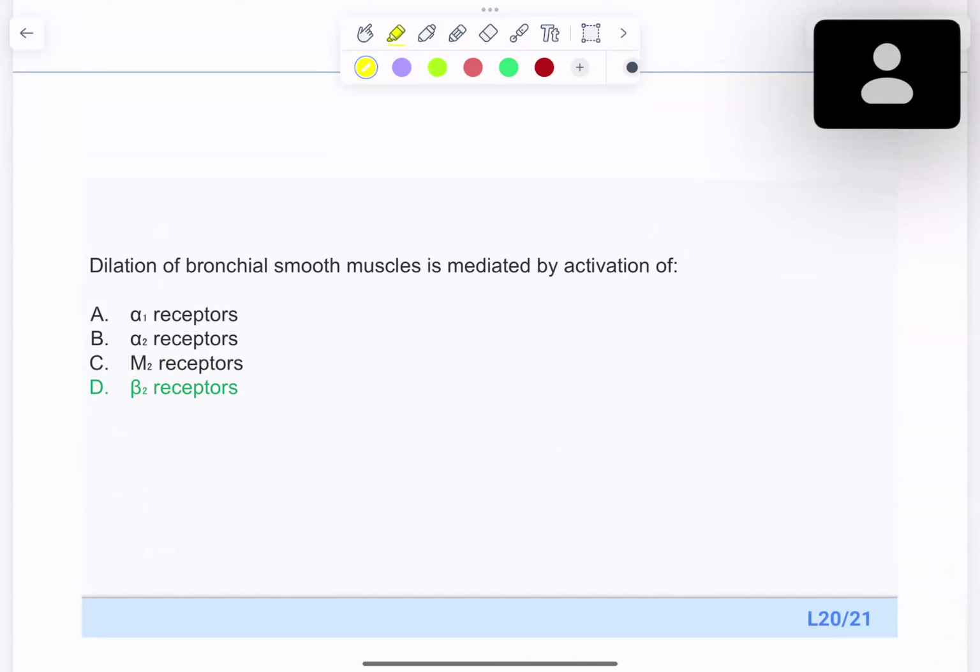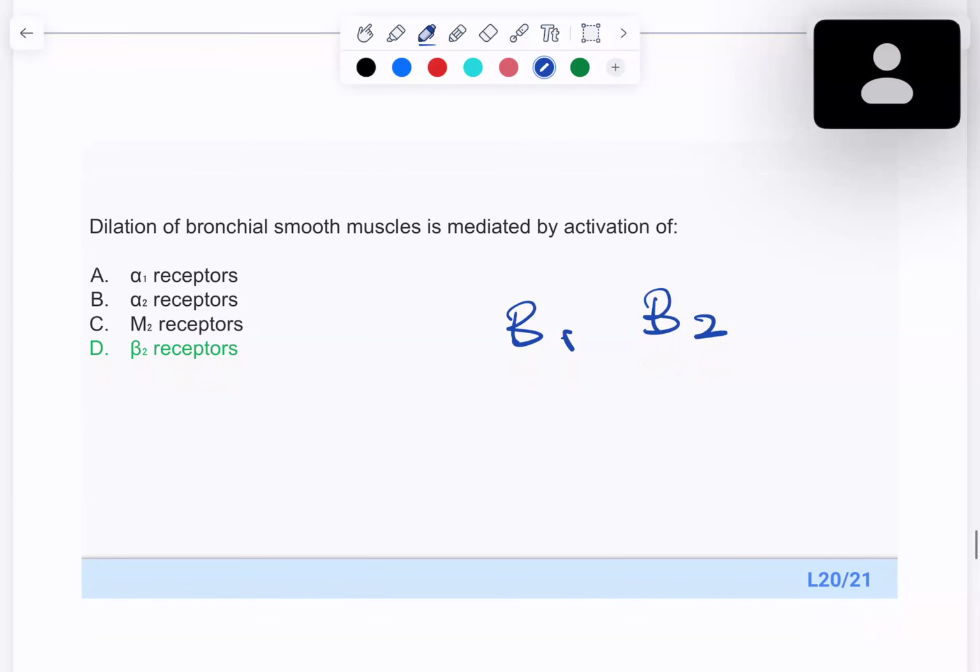So the way I like to remember this is that basically what you have is beta 1 and beta 2. Beta 1 receptor, where is it found? You guys should know this. Where are beta 1 receptors found? They are found in the heart. So you have beta 1 receptors in the heart and beta 2 receptors in the lungs. How I like to memorize this is that you have a single heart and you have two lungs. So always remember that the beta 2 receptors are the ones that are in the lungs.